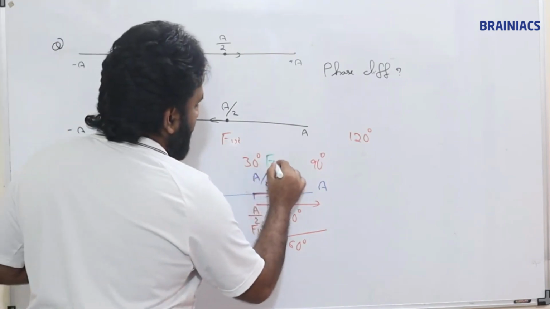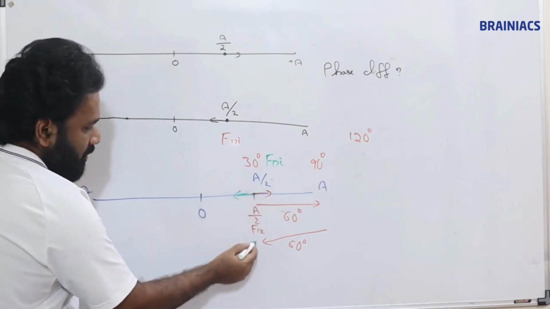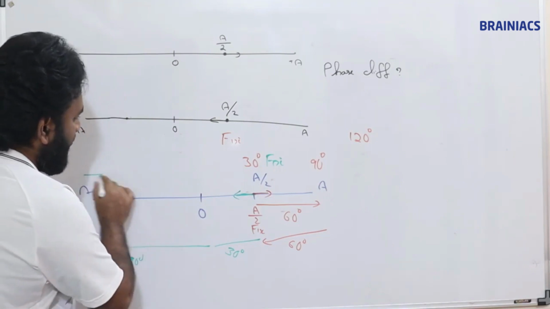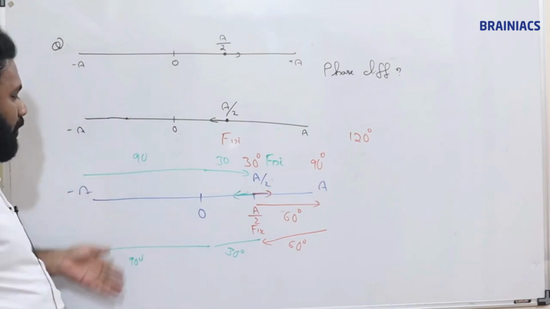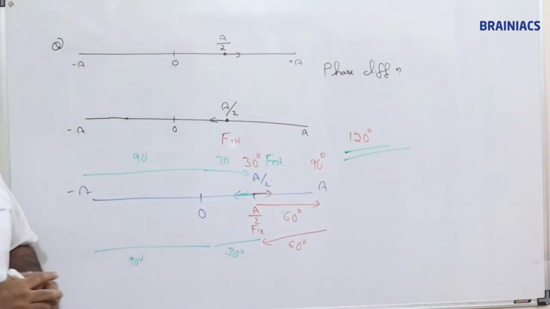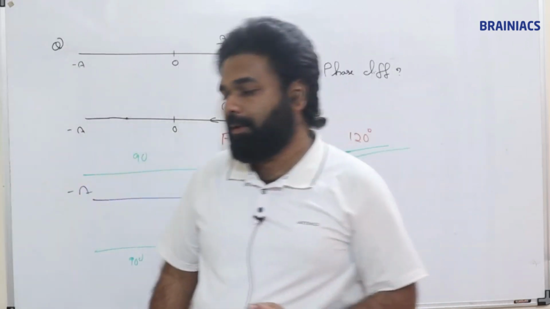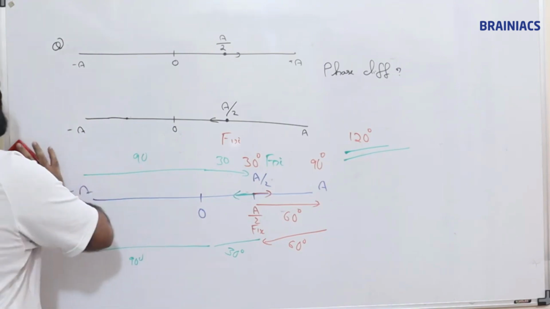Let us try with another one. Let us fix this one. When we fix this, this SHM is moving in this direction. So this will take 30 degree, this will take another 90 degree, again 90 degree, again 30 degree. So overall this is going to take much more than this one. So this is the correct answer for this question, the smallest angle that we get from this one. Clear? So these are the type of questions regarding phase difference. Okay, done. We'll go to next question.